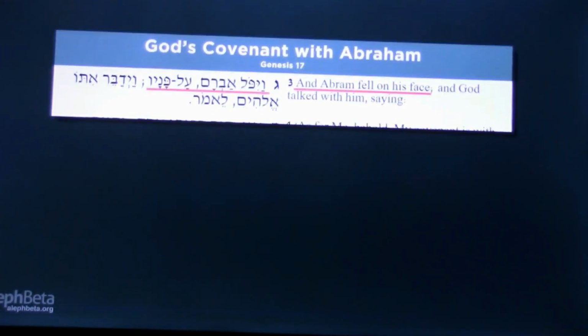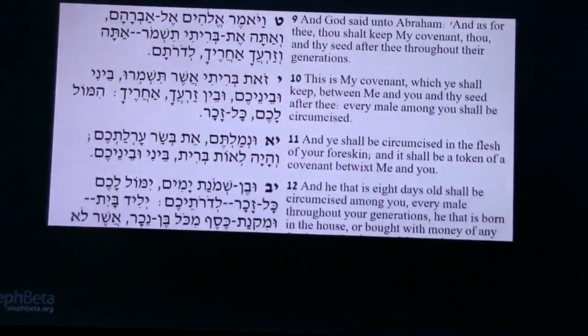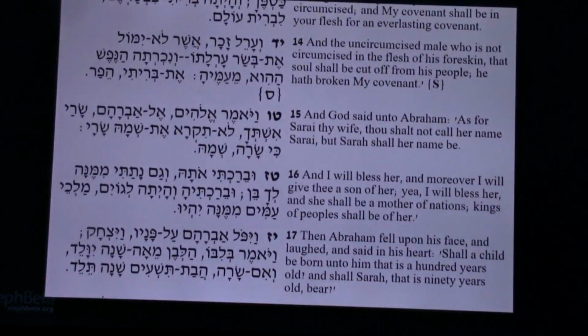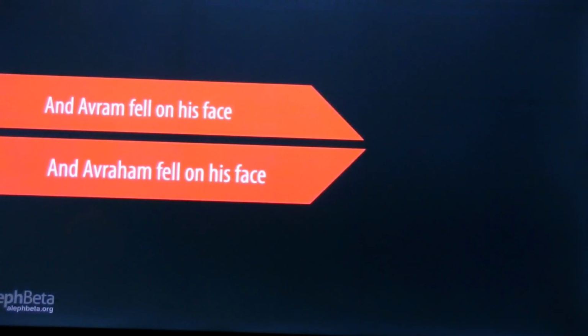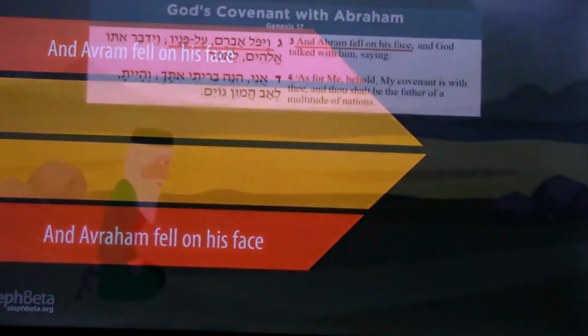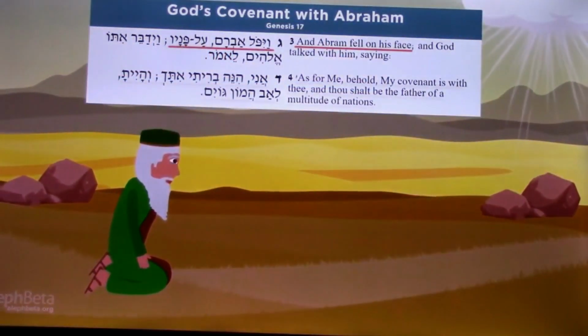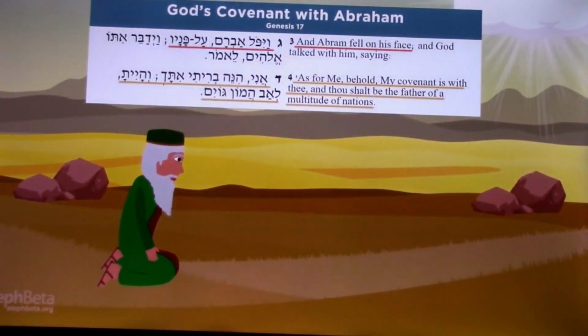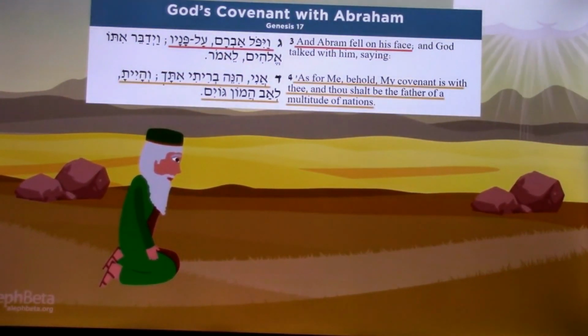So here's the fascinating thing. Towards the end of this chapter, you're going to find this very same phrase, Vayipol Avram al panav, again. Very interesting. It turns out that this is the beginning of a chiastic structure, this sort of Atbash pattern. Because right after Vayipol Avram al panav, what's the next thing that happens? Look at verse 4. Verse 4 says, Hine briti itcha, God says, my covenant's going to be with you, and you're going to be the father of many nations.